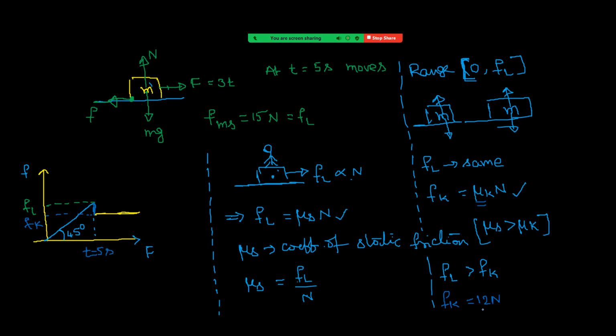And one more thing, mu s and mu k values. Generally, their values are less than 1. It doesn't mean that their values cannot be greater than 1. Their values can be greater than 1 also. But in most cases, their values are less than 1. Let us see the notes for this.